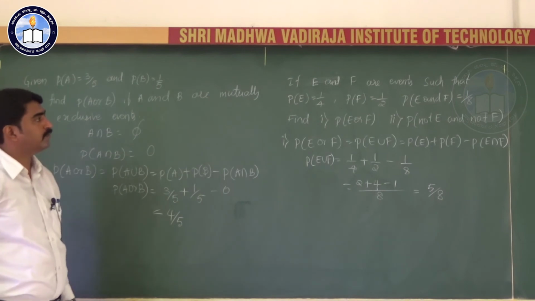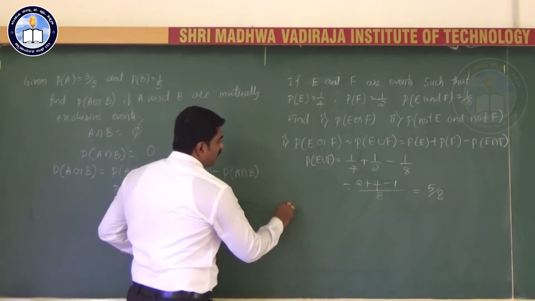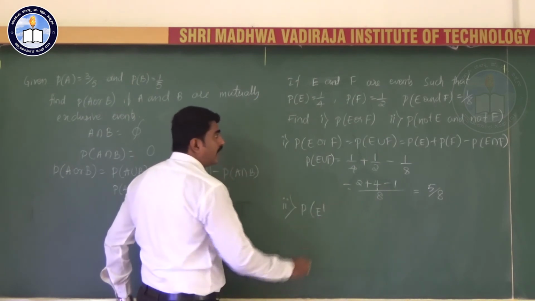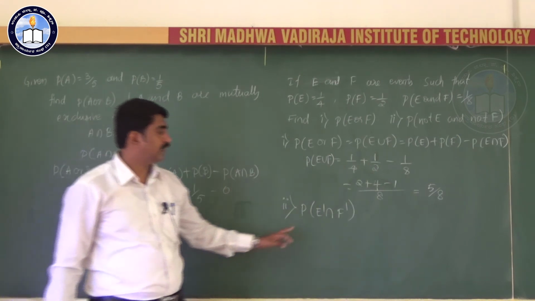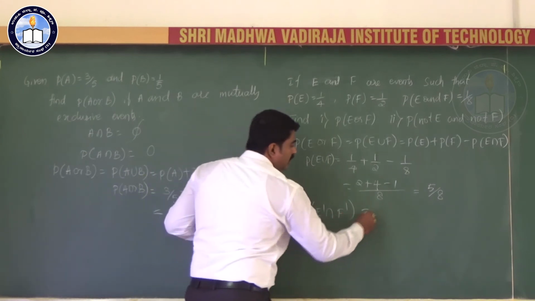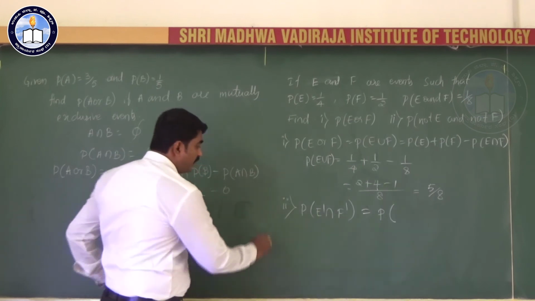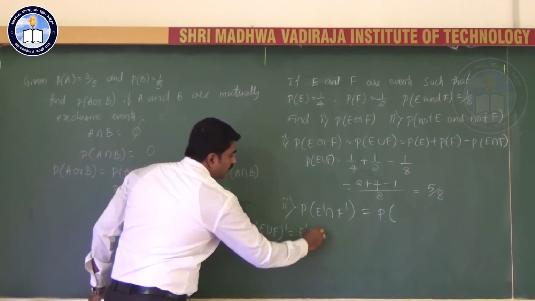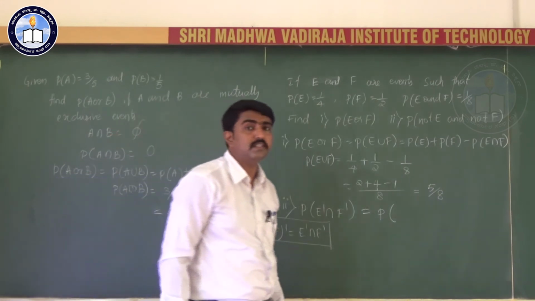5 by 8 is the probability of event E or F. The second one is very interesting. The probability of not E and not F, that is the intersection of not E and not F, can be calculated. We know De Morgan's property that we have learned: E union F whole complement is equal to E complement intersection F complement. This is De Morgan's law, which we have learnt in set theory.